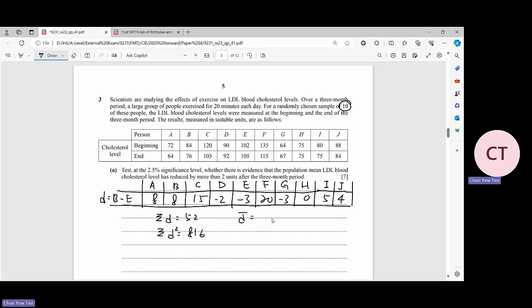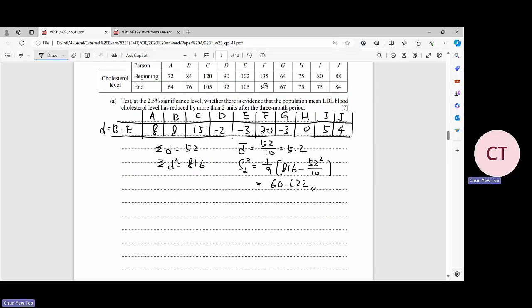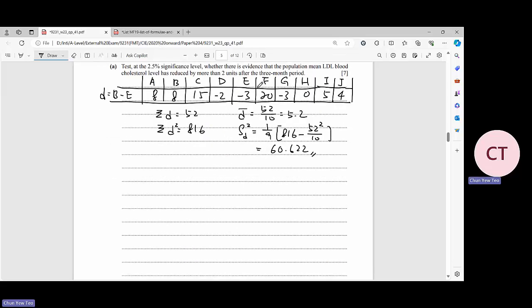And I want to find the mean. It's 52 divided by 10, you get 5.2. The unbiased population variance of D is 1/9 of 816 minus 52 square over 10. Press the calculator, you get 60.622. Okay, so these are the data I need for doing the hypothesis test.